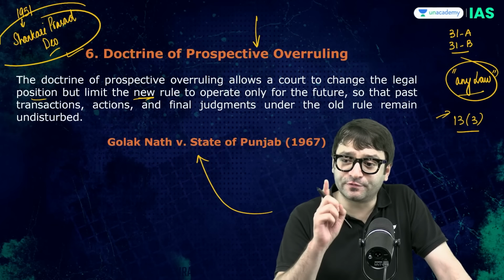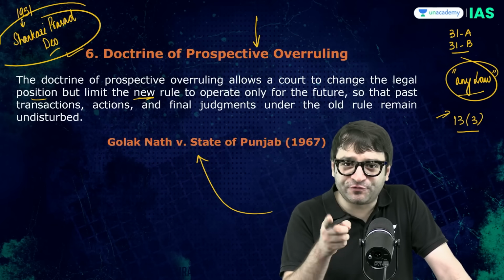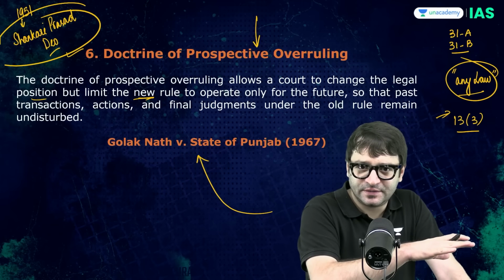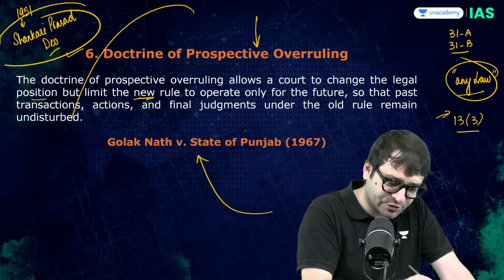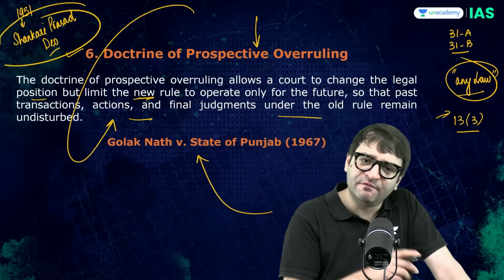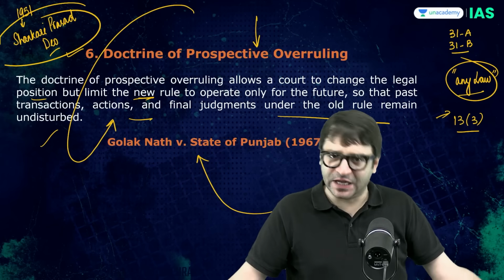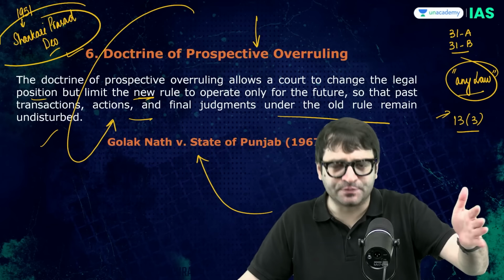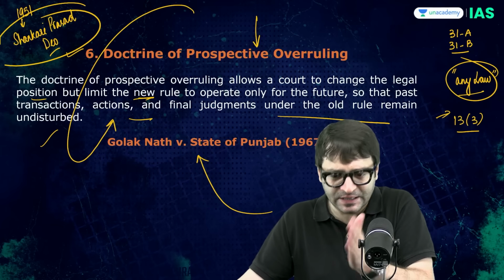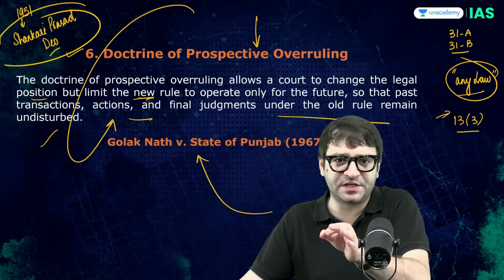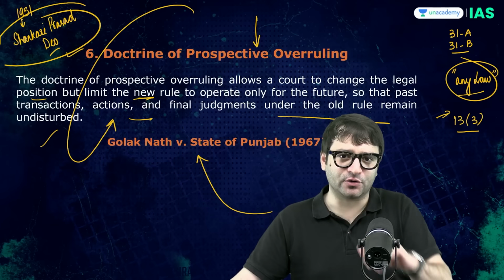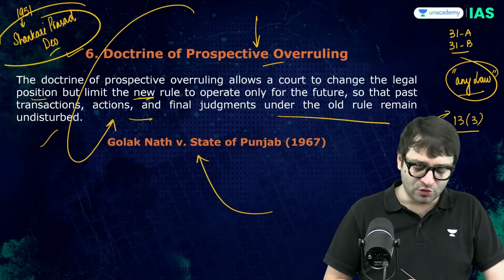New rule will apply to the future only. Only in future, if you try to do that, our judgment will apply. Previous things which you have changed, this judgment will not apply to past action. And old rule will remain undisturbed. That means previous changes which you have made will continue, but from now onwards, doctrine of prospective overruling. Now onwards, if you do any of these things, violating fundamental rights, even using Article 368, you cannot do that. Doctrine of prospective overruling.